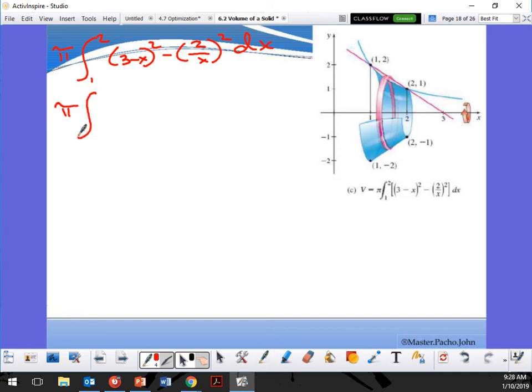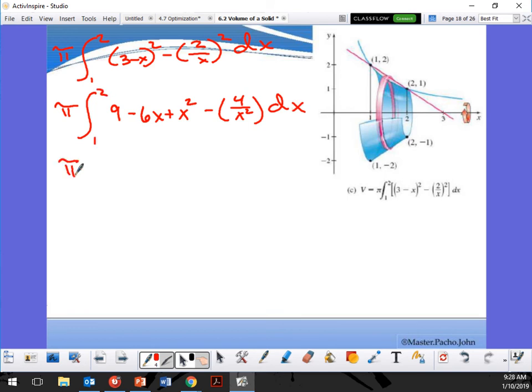So when I square that, that's going to become 9 minus 6x plus x squared minus, this is going to become 4 over x squared, and then my dx. So I could do it all as one function like I did here, right? By the fundamental theorem of calculus, I could break it up into 2 separates or just one big one. Okay, let's go ahead and do my integration for this one. Oh, can't forget your bounds.